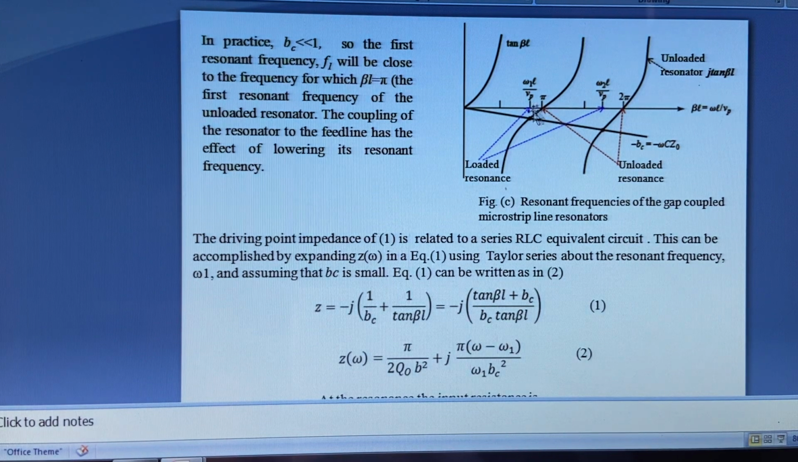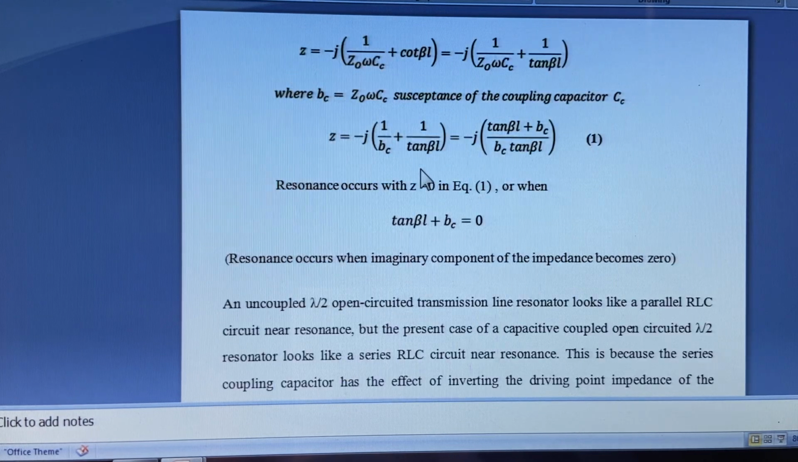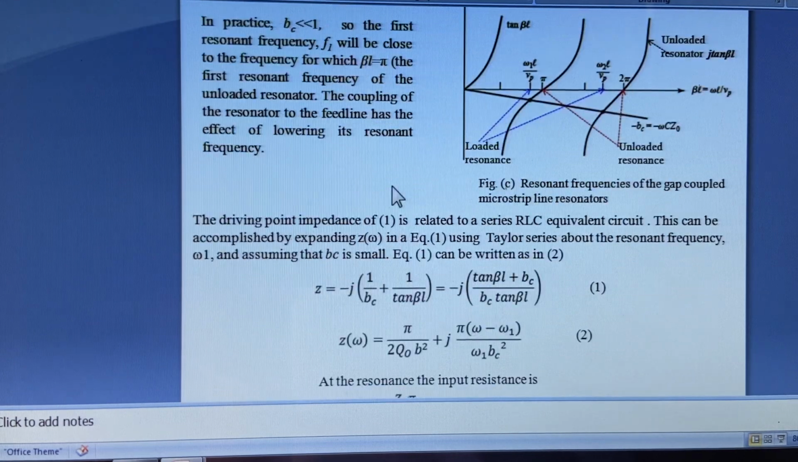But for the coupled resonator, that is the loaded resonator, the resonant frequency is shifted below. See here, whenever beta L is equal to this value, the resonance occurs here. That means it is lower. The resonant frequency is shifted to a lower value. So this is F1 for the unloaded one. The resonant frequency for the loaded one is shifted below that value because of the addition of BC in the circuit. So F1 will be close to the frequency for which beta L is equal to pi for the unloaded resonator.